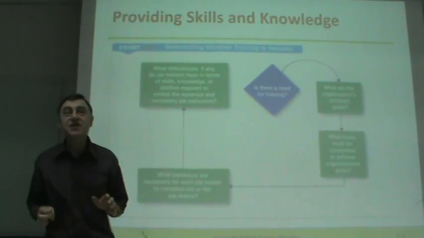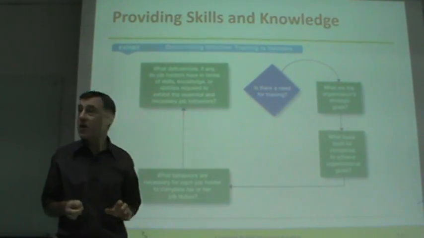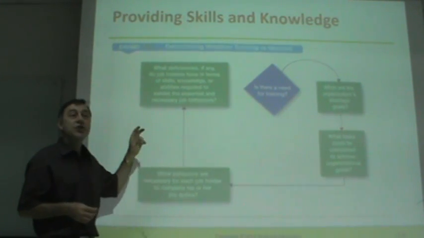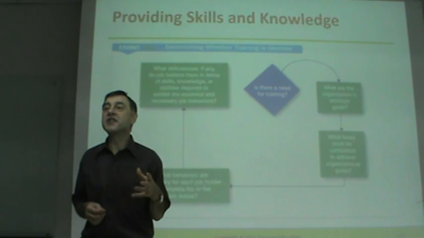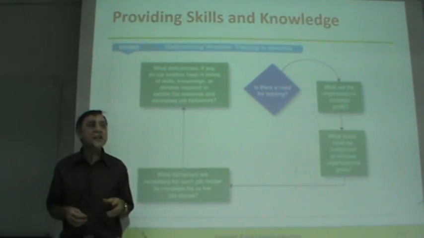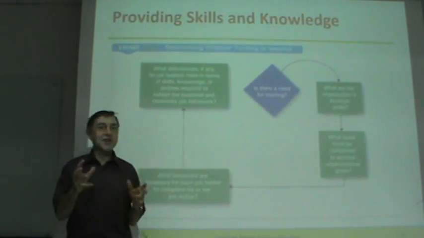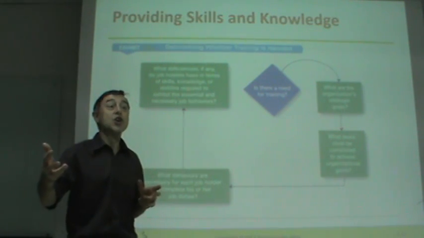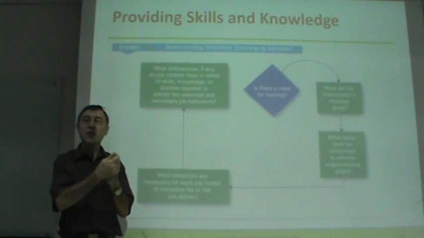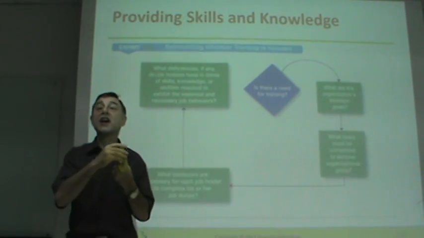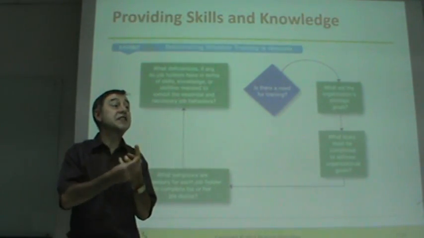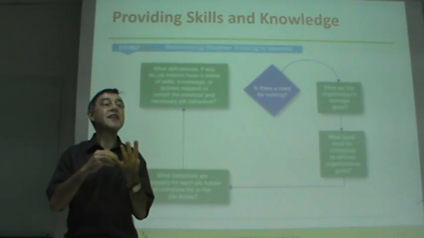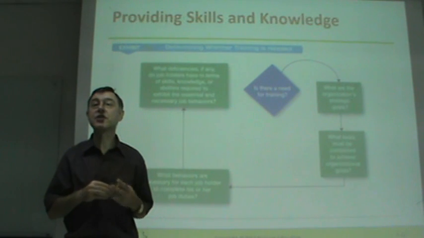Okay, so I just finished the section on orientation. Now we go about training. So what is training? Training is basically activity provided by the business to improve the employee's knowledge, skill, and experience so that the employee can do a better job.